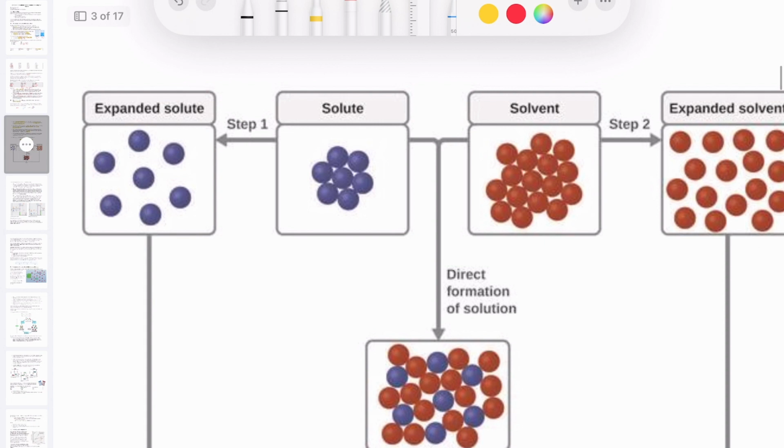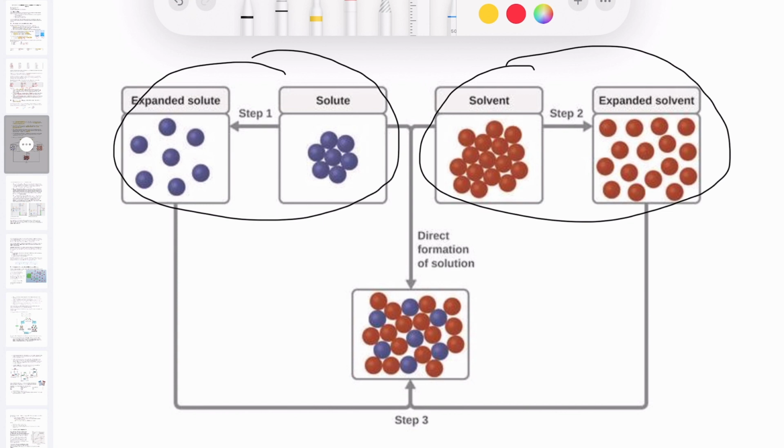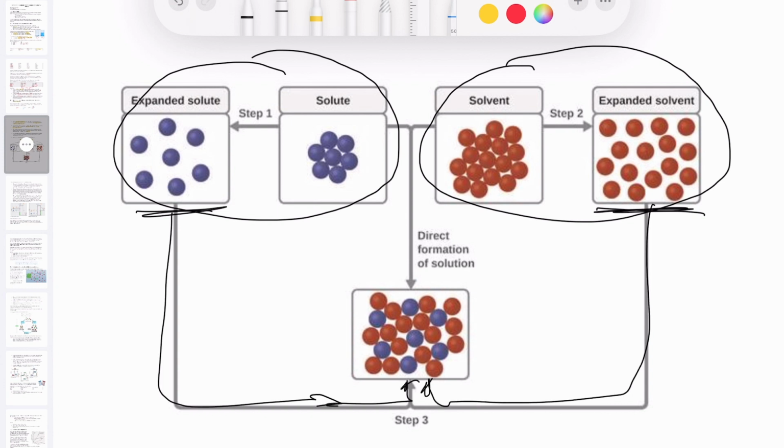So here I'm showing you a picture of what the process looks like. This is step 1, where you take the solute that's tightly packed into the separated solute. Here's step 2, where you take the solvent and expand it or separate it, and then the separated species are then combined together to form our step 3 system, which is the mixture of the solute and the solvent.